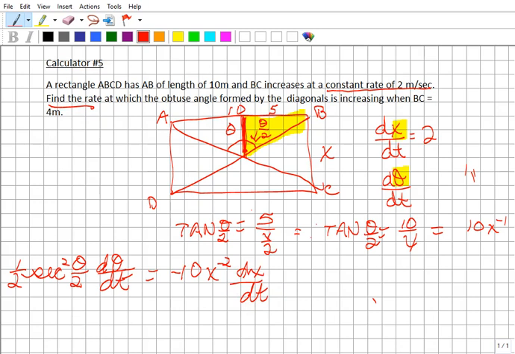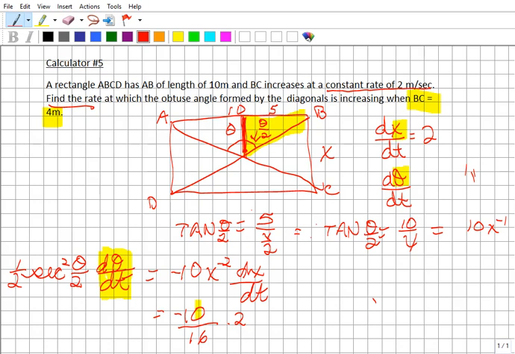Now once we've taken the derivative of that equation, the rest of it is just subbing in values to solve for d theta/dt. This is what we're trying to find. This was the original question, the rate at which that angle's changing. So we have to know everything else. Well, we know what x is because it says BC was 4. That was our x. We'll fill that in. So I've got negative 10 x to the negative 2, which is over 4 squared, which is 16. dx/dt was originally given as 2. So there's our right-hand side.